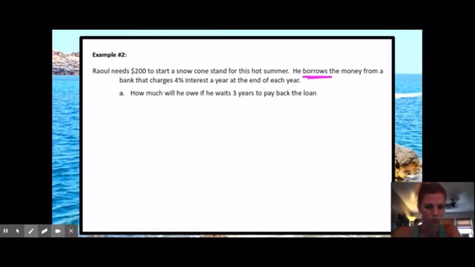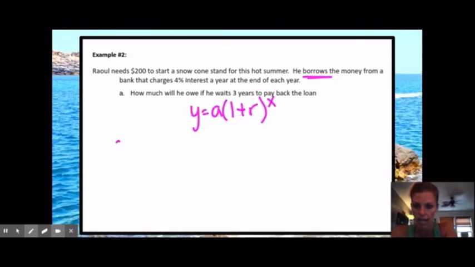Well, this is still growth because he's going to have to owe more money. So it's y equals a parentheses 1 plus r raised to the x. A is the $200 he initially needs that he borrowed. R is the 4%, but we have to change it to a decimal. So divide by 100. So it's 0.04. And he's going to pay it back in 3 years.